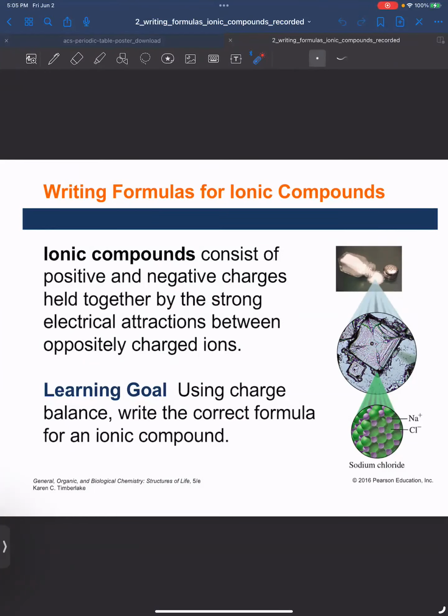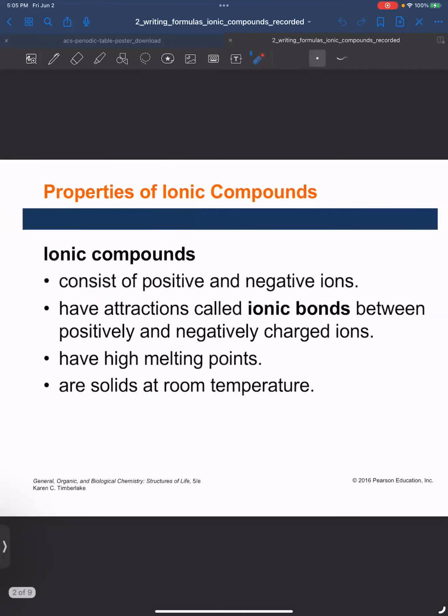Once again, this is an example of sodium chloride, which has sodium cations and chlorine anions. Ionic compounds consist of positive and negative ions. They have attractions called ionic bonds that hold them together. Remember, in chemistry, opposites are attracted to each other. As a result of these strong attractions, they have high melting points and are solids at room temperature.